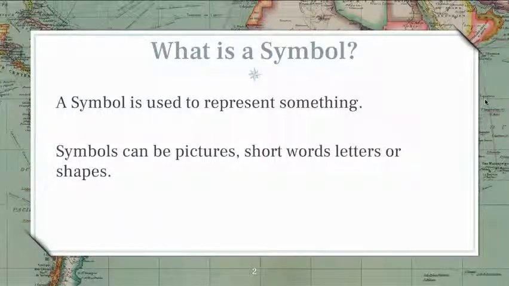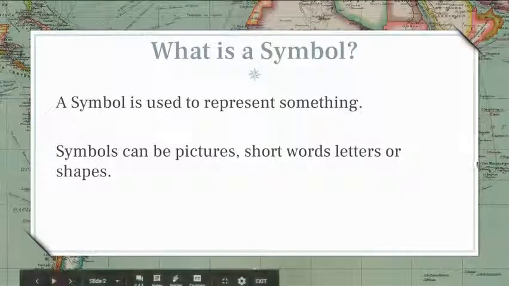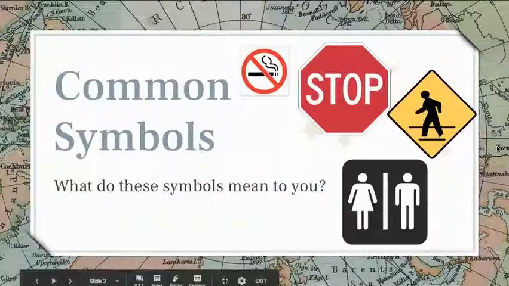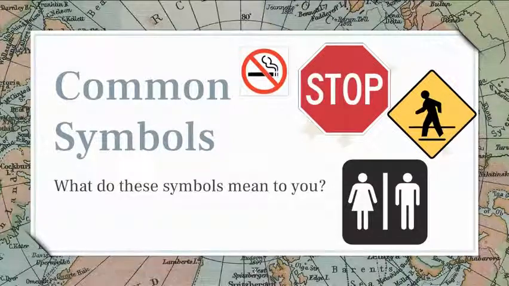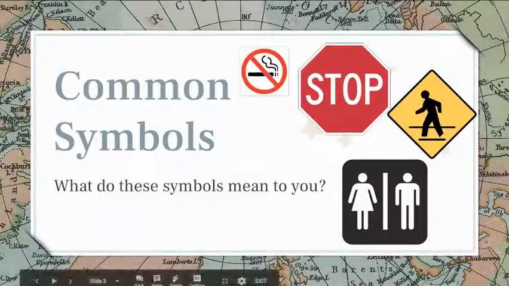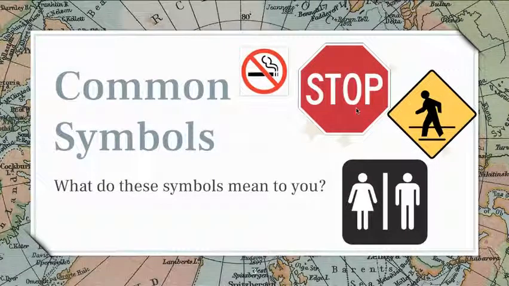Map keys are full of symbols. Symbols are used to represent something else. They can be pictures, short words, letters, or shapes. Some common symbols are the no smoking sign, a stop sign that tells us to stop on the road, a crosswalk sign. This tells us that people might be crossing the road.